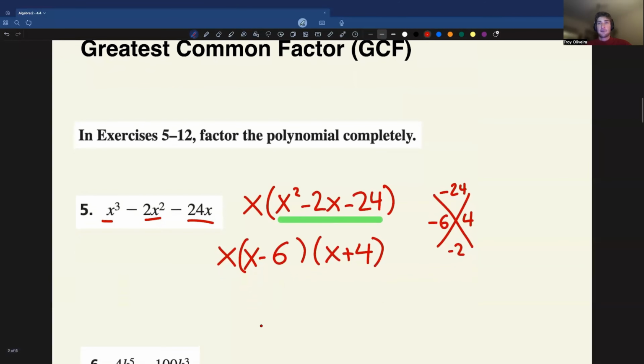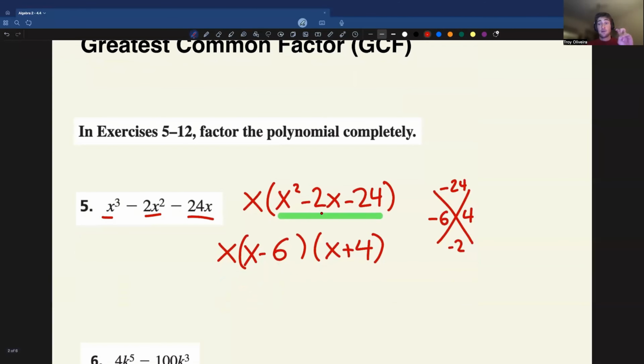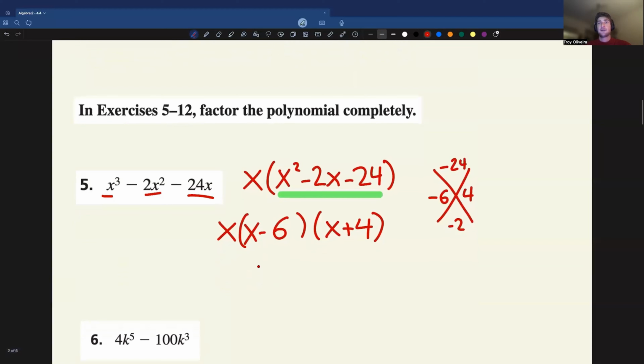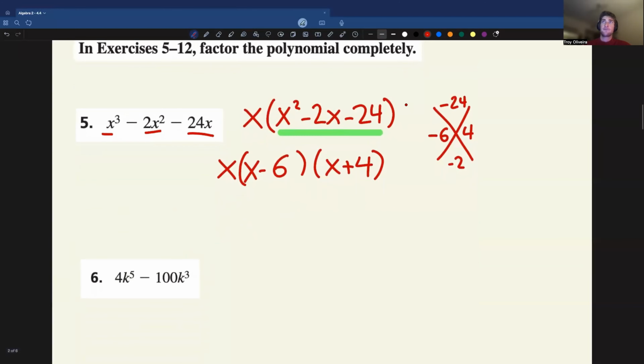And that is now factored completely because these factors are prime, right? They cannot be factored anymore. x minus 6, and x plus 4, those are as factored as possible. And so there's our solution. Okay, so we factored that completely. Now let's practice another one, number 6 here.